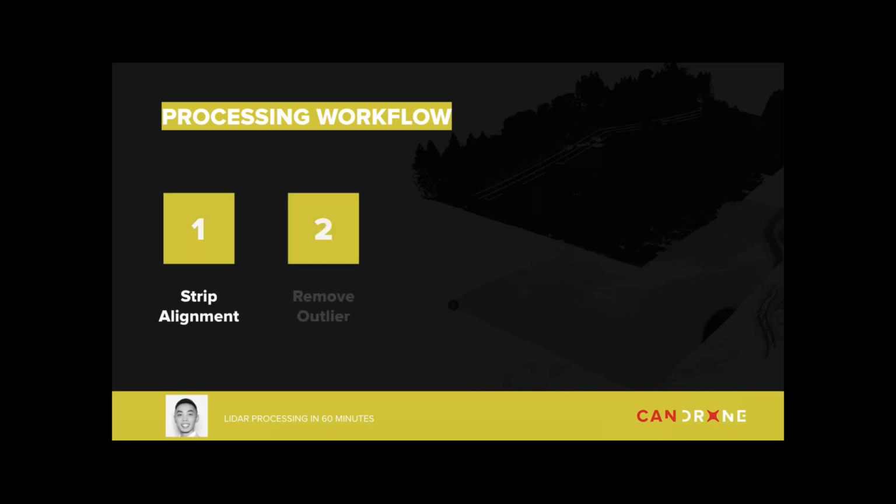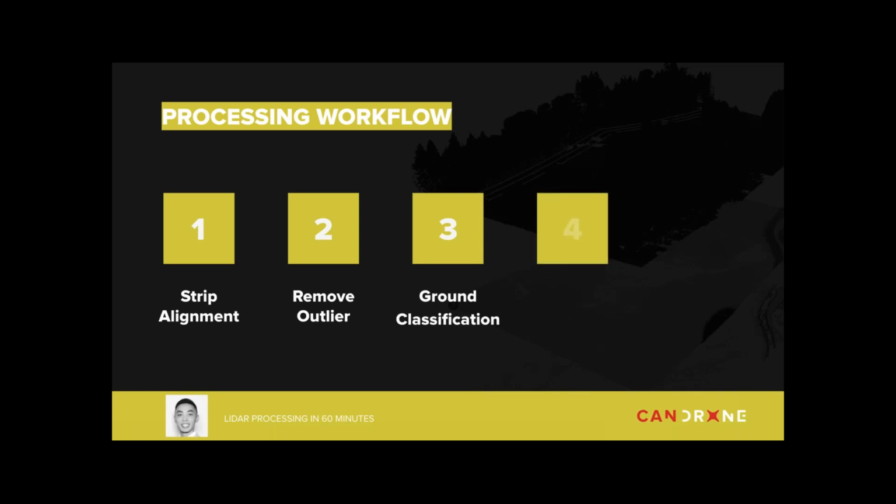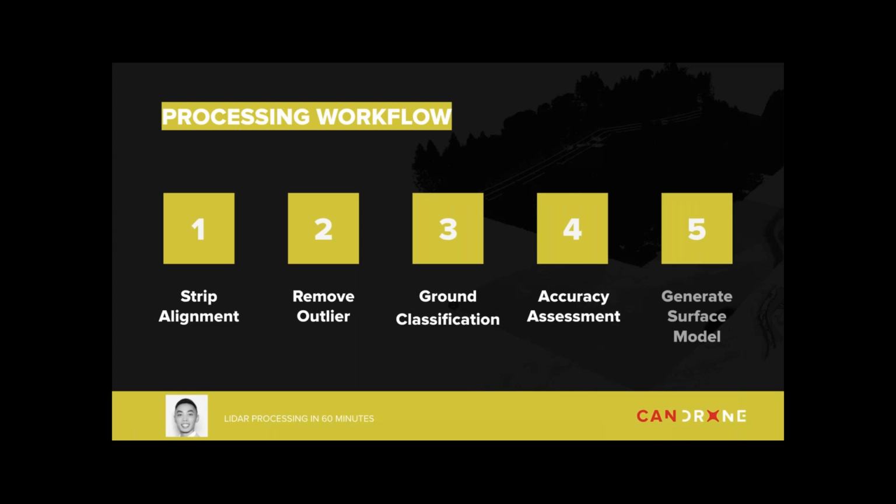So to get into the core of the presentation, this is the processing workflow that we use internally at Candrone. It's broken down into 5 steps, starting off with the strip alignment, then removing the outliers, then ground classification and accuracy assessment, and finally generating a surface model. So without any further ado, I'd like to pass it on to Camille to talk about the workflow.